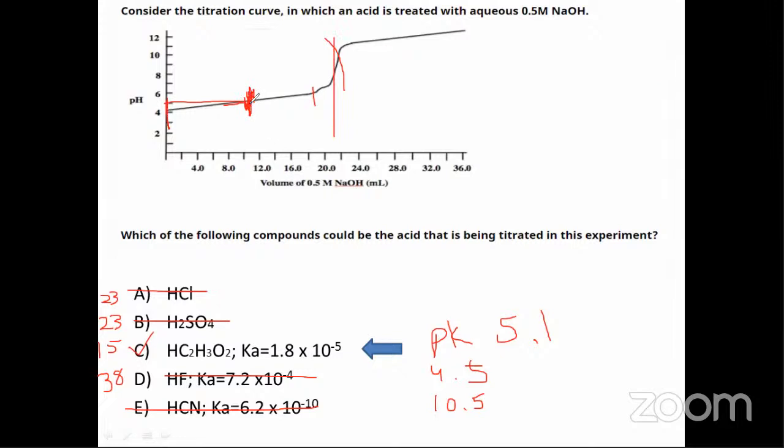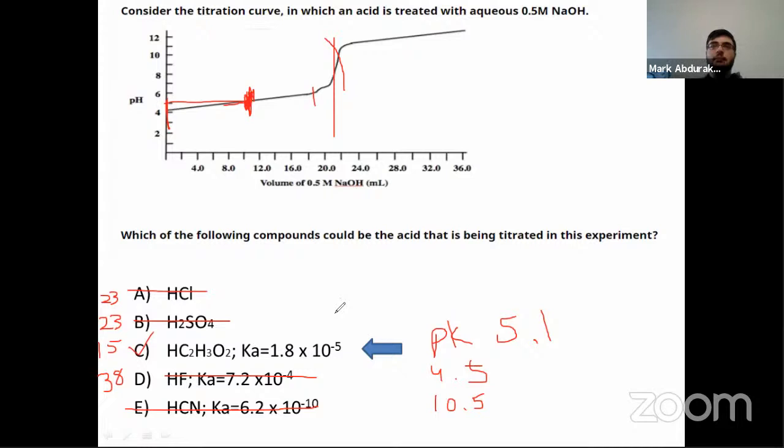So why did you use the midpoint and not the equivalence point to determine that the pH was 5? The equivalence point can only, like I mentioned, be used to determine what kind of K we would need. But if you were to do that for each of these K values, it would take you at least 15 minutes for this question and you would not do well on the exam.